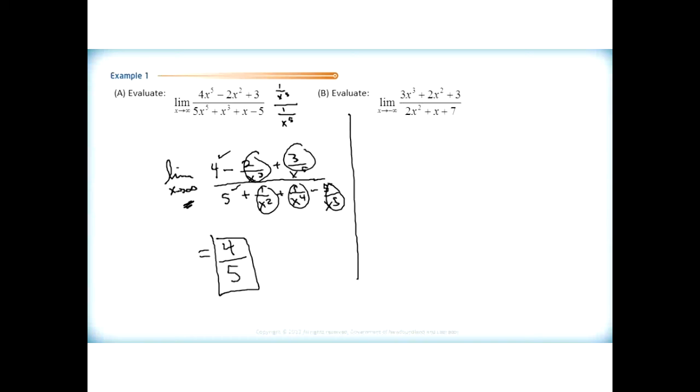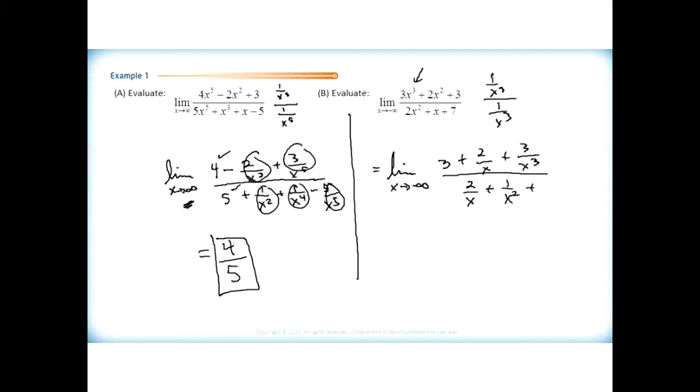Let's try the same technique on this next one. So over here, the largest power of x that I see anywhere is a 3. There it is. So I'm going to multiply by 1 over x cubed and 1 over x cubed. So what does that give us? Well, we have the limit as x goes off to minus infinity. And we're going to end up dividing every term by x cubed. So that'll give us 3 plus 2 over x plus 3 over x cubed, all divided by 2 over x plus x over x cubed, which is 1 over x squared, plus 7 over x cubed.